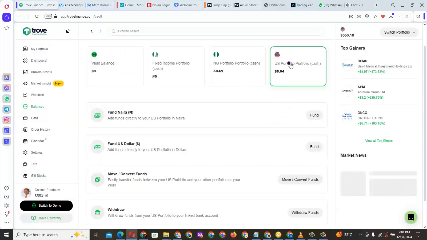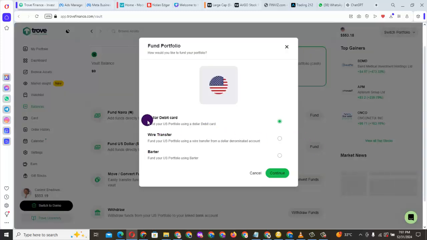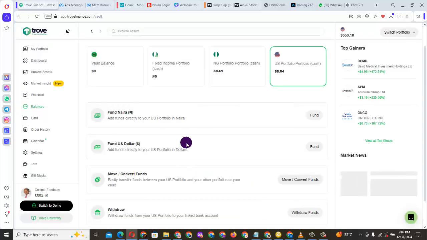The same thing when you are funding your US portfolio. You don't need to go and look for dollars. You can see we have the option to fund with Naira or fund US dollar. So if you are funding in dollar, you just click on fund dollar, and over here you see dollar debit card or wire transfer. You see, you also have the Bata, because Bata has the access for you to fund using dollars. So anyone at all that you can use, you can also go ahead and do that.